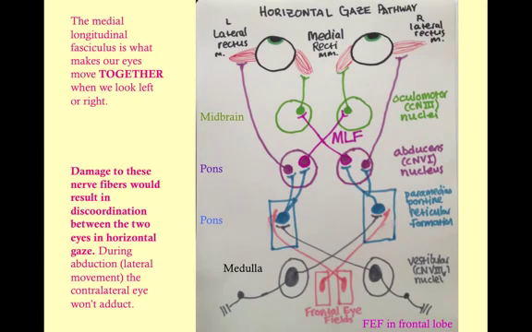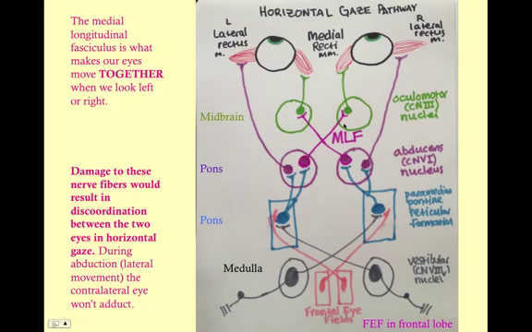So the medial longitudinal fasciculus (MLF) is what makes our eyes move together when we move left or right. Anytime we activate the lateral rectus in one eye, we automatically activate the medial rectus in the other eye. And damage to these fibers would obviously then result in discoordination during horizontal gaze.